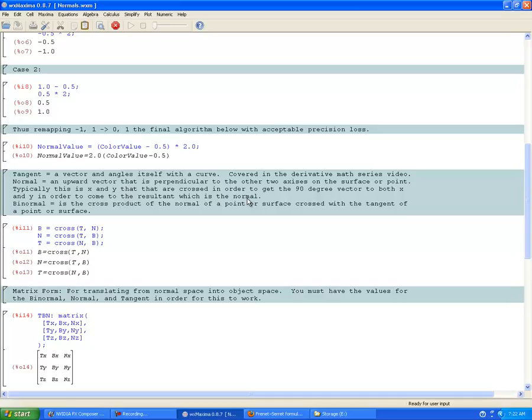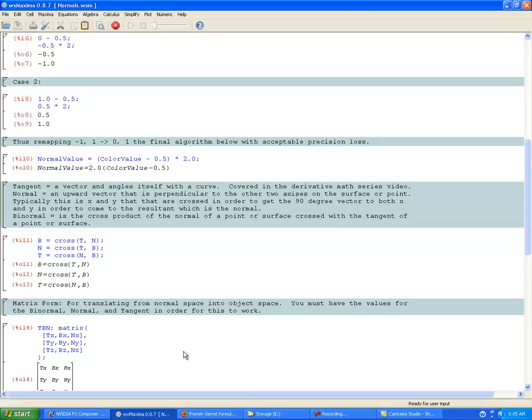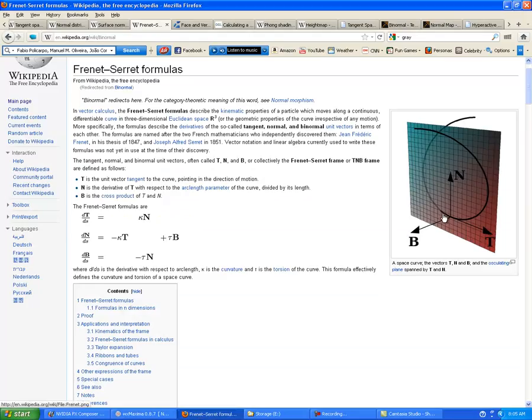No, sorry, not bitangent. Okay, so typically this is, yeah, okay, I already said that. So binormal is a cross product of the normal of a point or surface crossed with the tangent of a point or surface. Okay, so I looked back over it, and it is a bitangent on a surface. So it's a binormal on a curve. So we have the curves crossed on a curve here. Let's see if I can point this out. Yeah, so like on this curve that's on the surface, but basically we're on the curve, okay?